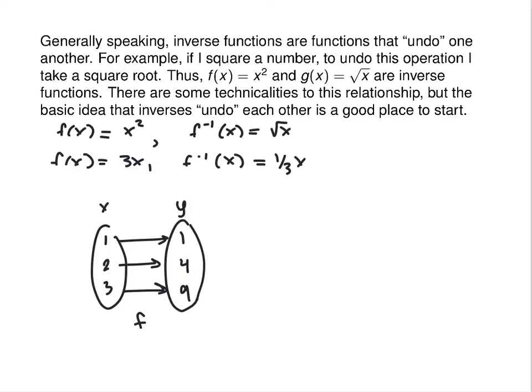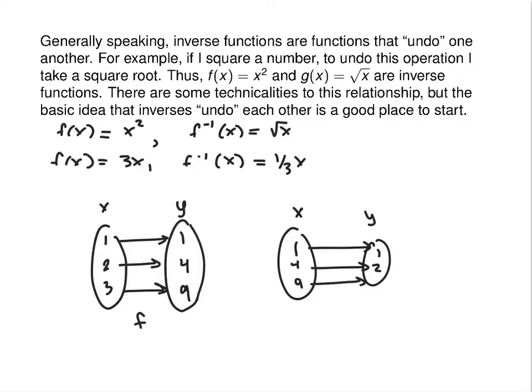The function f inverse takes that and reverses it. The x's are now 1, 4, and 9, and 1 is paired with 1, 4 is paired with 2, 9 is paired with 3, and that's the inverse. So if I take 2 to 4, you're like, aha, I'm going to undo you, I'll take 4 to 2. If I say 3 to 9, you're like, nah, I'm going to undo you, take 9 back to 3.